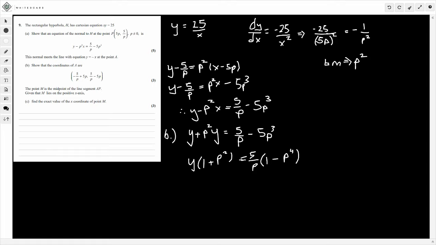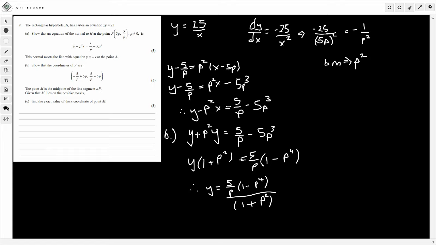Divide through by the 1 plus p squared to get y on its own. So therefore, y is going to be equal to 5 over p times 1 minus p to the 4, divided by 1 plus p squared, so the y is on its own. And now, think about where we can simplify here.